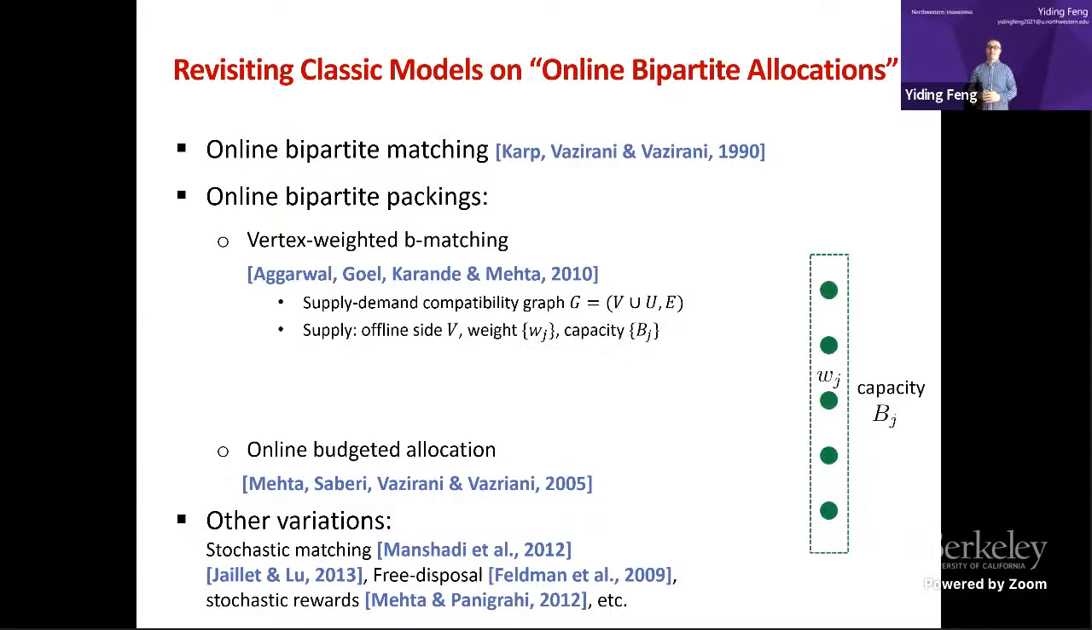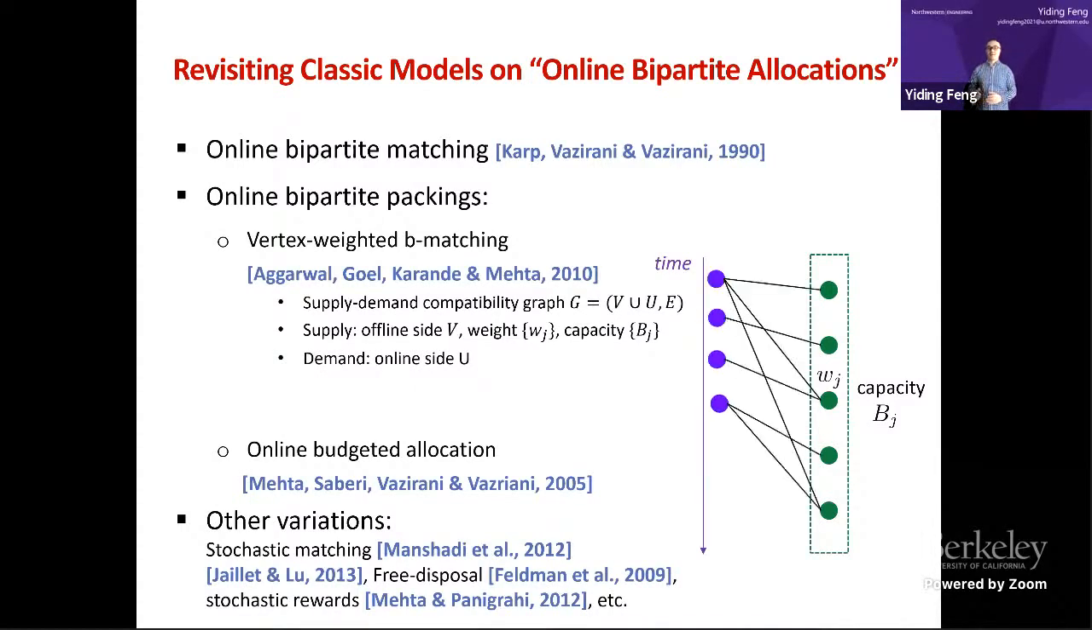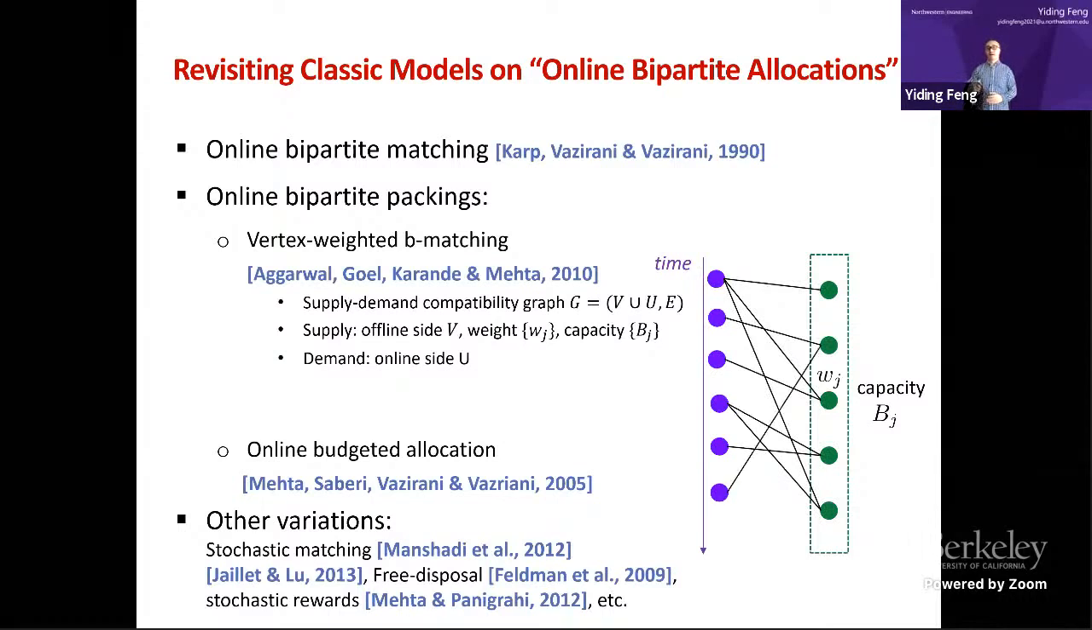So an instance of vertex weight B-matching is given as a bipartite graph, where on one side we have supply nodes, which are given in an offline fashion, where every supply node has a heterogeneous weight, as well as a capacity, which captures the total number of demand requests it can be matched with. And on the other side, we have demand nodes, which arrive to the algorithm in an online fashion. And once a demand node arrives, the matching algorithm needs to make the matching decision for that node immediately.